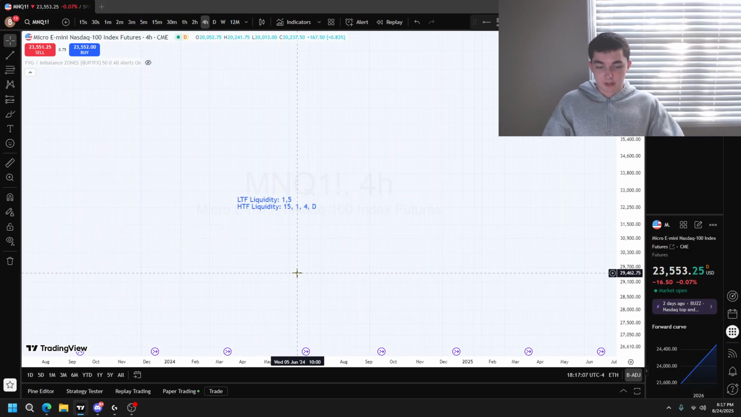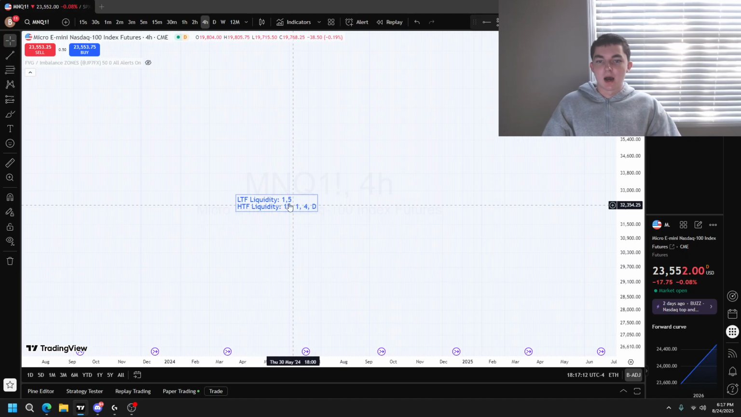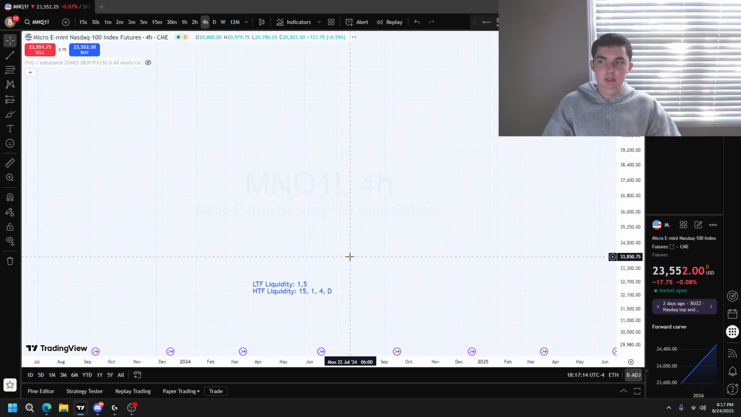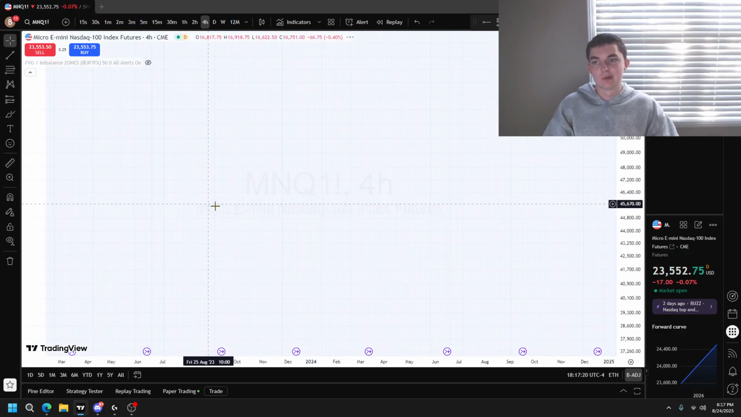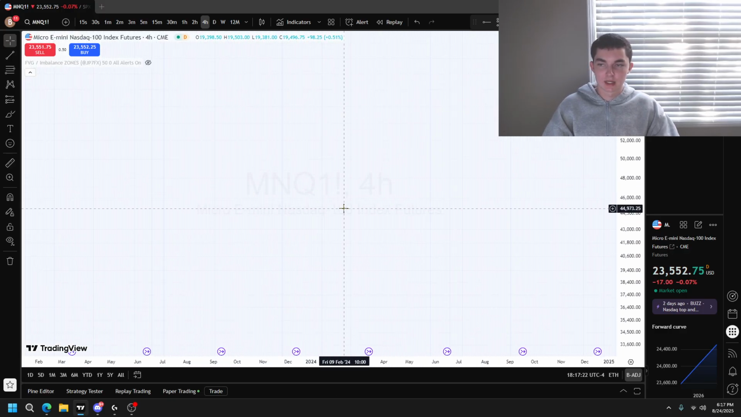Just keep this in mind, okay? Hold on, I'm getting blown up. Keep this in mind. The higher time frame the liquidity sweep is, the more important it's gonna be. I know you don't know what a liquidity sweep is yet, so just keep that in mind. But the higher the time frame, the more important it'll be.